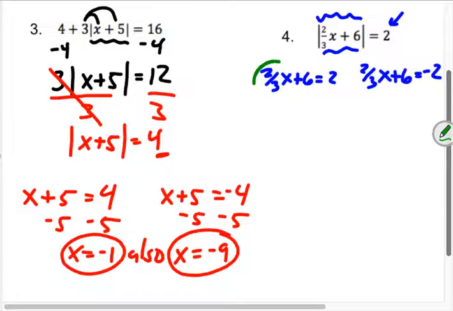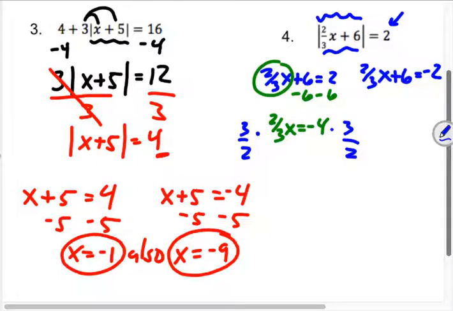I'm going to take care of this fraction 2/3 after I get rid of the 6. We're going to subtract 6 from both sides actually. 2/3 x equals negative 4. There's a couple different ways you can do the fraction. You could multiply both sides by its reciprocal, 3/2, like this. But I just kind of make it, I think it's a little simpler. You can do it either way.